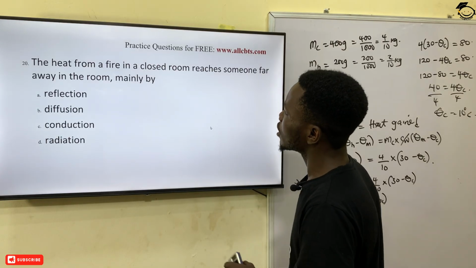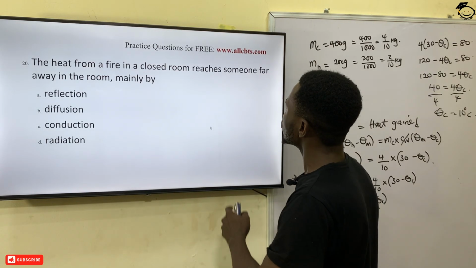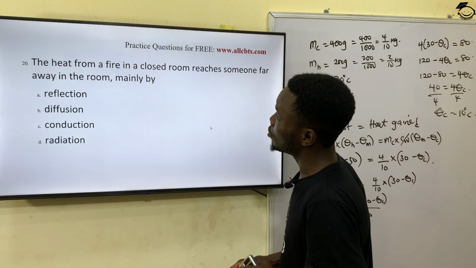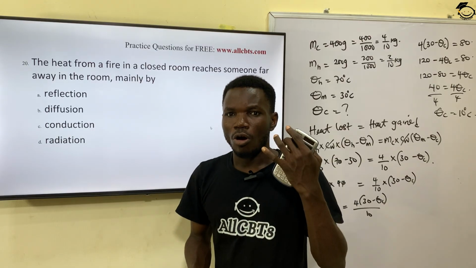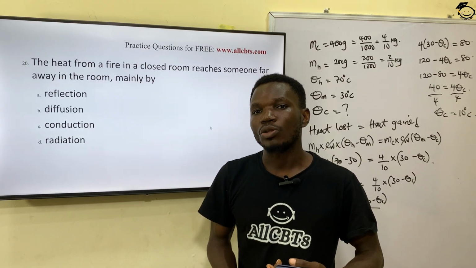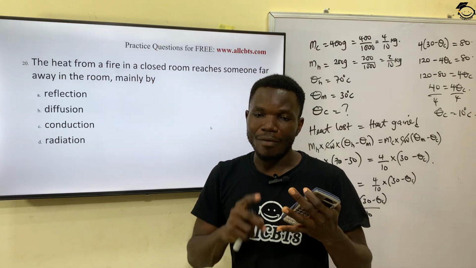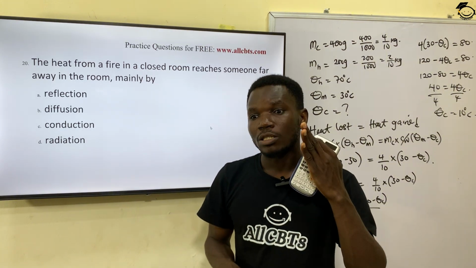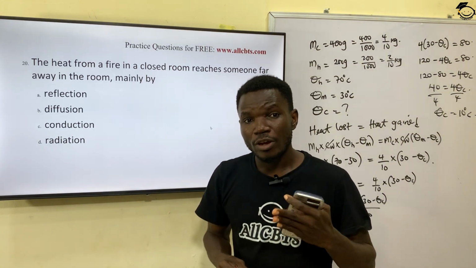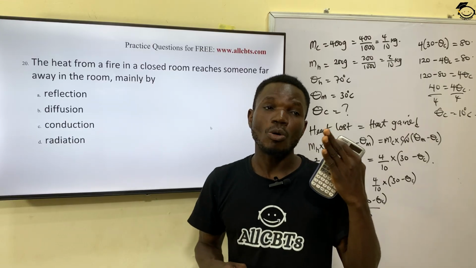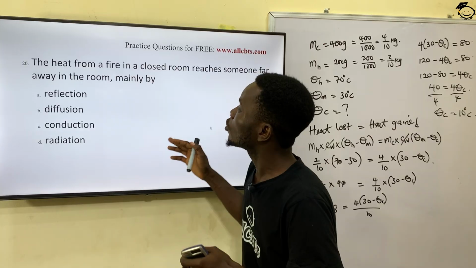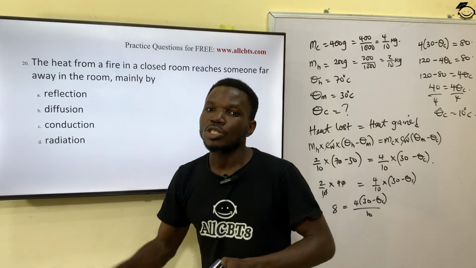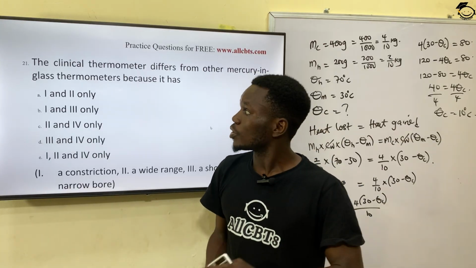It says the heat from fire in a closed room reaches someone far away in the room mainly by dash. Now, heat transfers from one point to another using 3 different methods. We have conduction, convection, and radiation. The heat in a fire can reach someone far away in the room by radiation, which is through space. So the correct answer to this question is option D, radiation. Moving on to the next question.